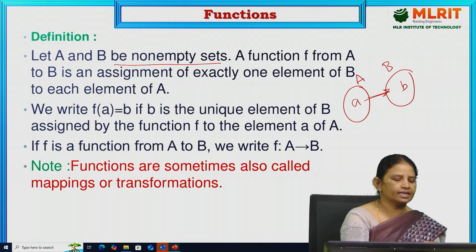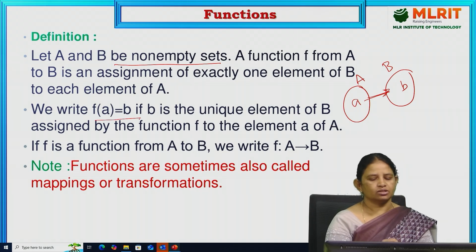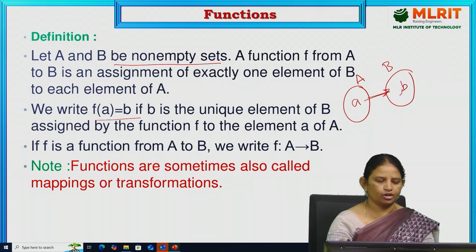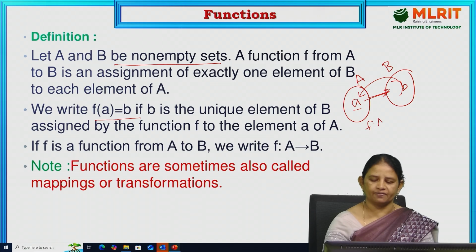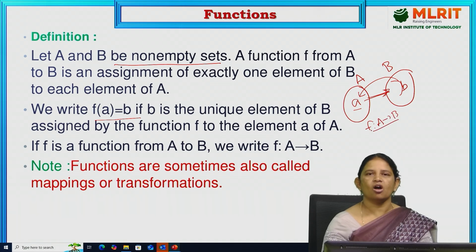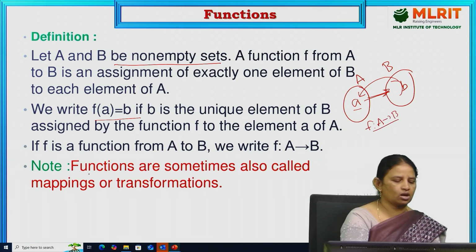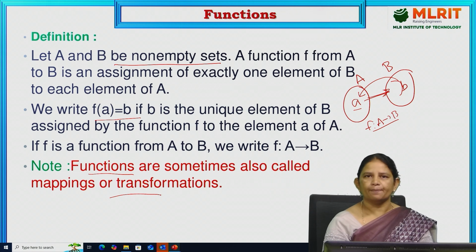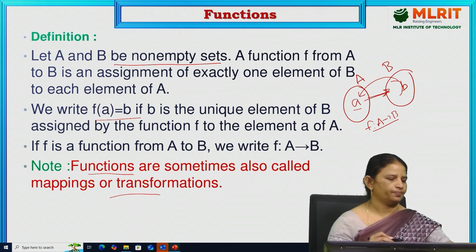So, we can write it as f: A → B. That means a unique element of B is assigned to each element of A. Then we can write f: A → B is a function. These functions are also sometimes called mappings, and also transformations.